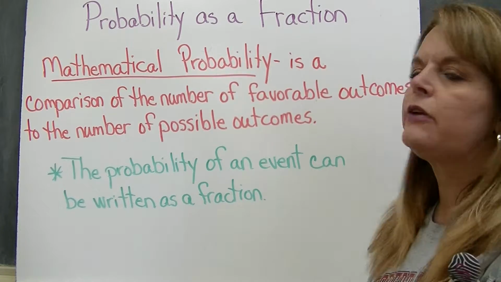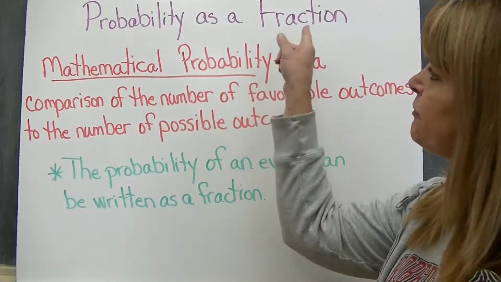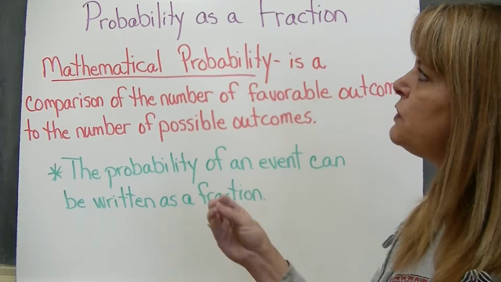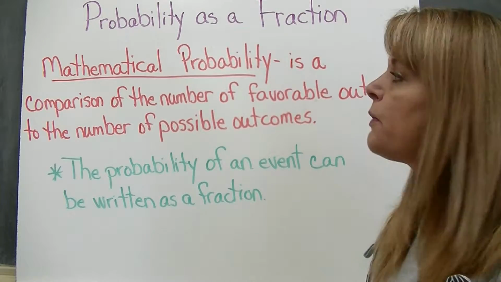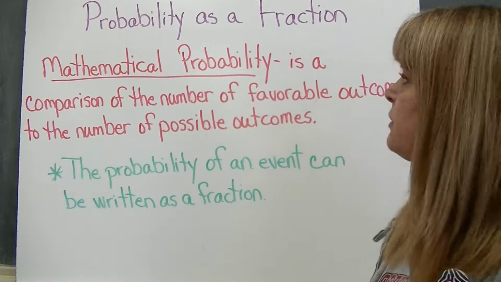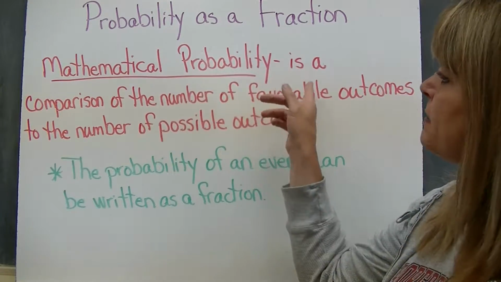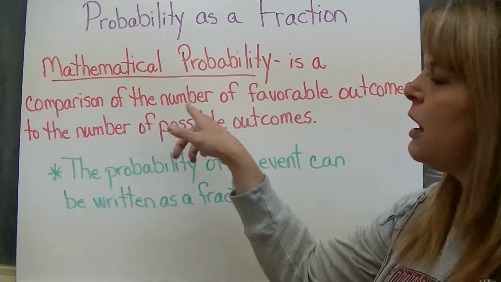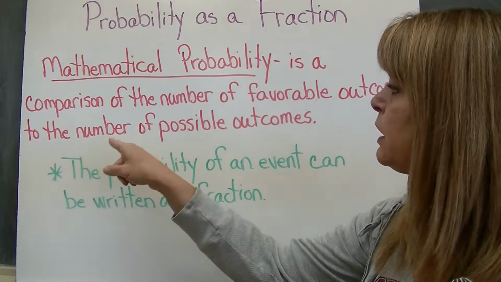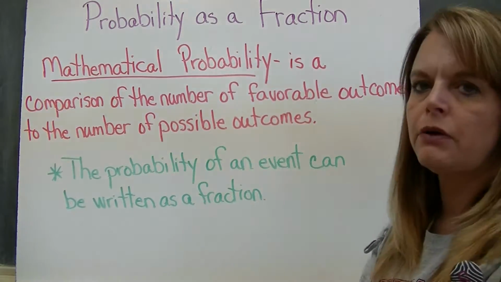In this lesson you're going to learn how to give probability as a fraction. Now, we've talked about fractions and what fractions mean, but now we're going to use fractions as we talk about probabilities. A mathematical probability, here's a definition. A mathematical probability is a comparison of the number of favorable outcomes to the number of possible outcomes.